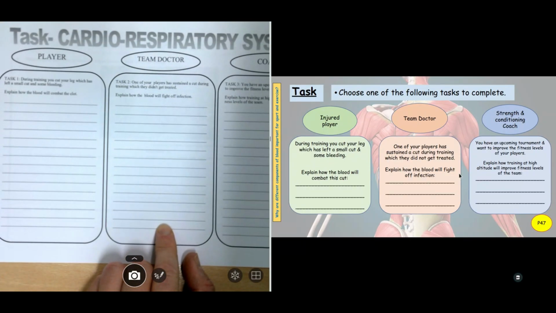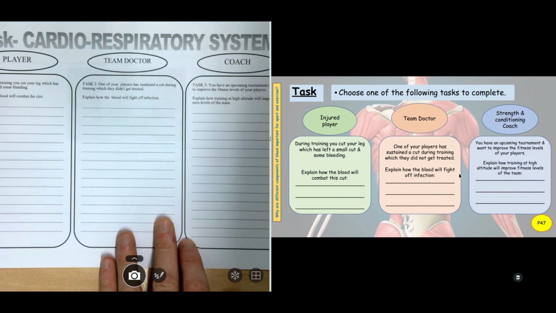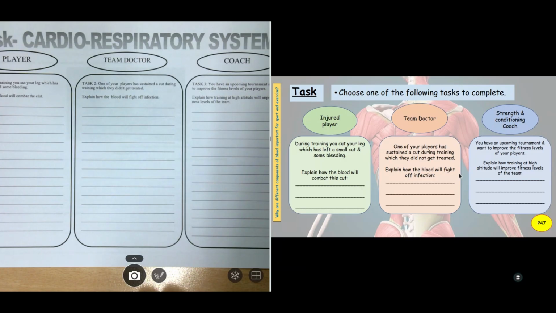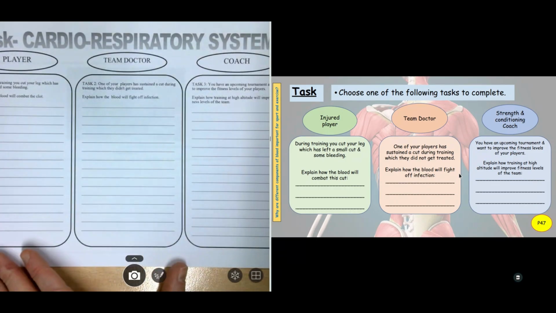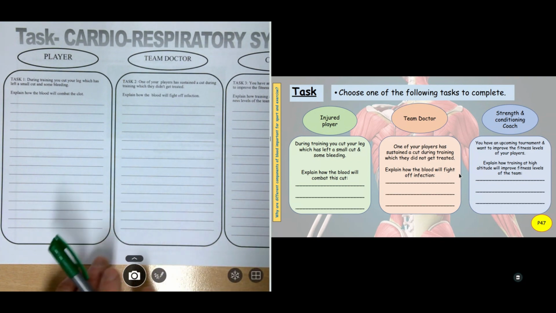Task 2, one of your players has sustained a cut during training, which they didn't get treated. How will the blood fight off the infection? And then lastly, you have an upcoming tournament and want to improve fitness levels of your players. Explain how training at high altitudes will improve fitness levels of the team. So again, you can pause that at this point, and then I'll go through it in a couple of minutes.